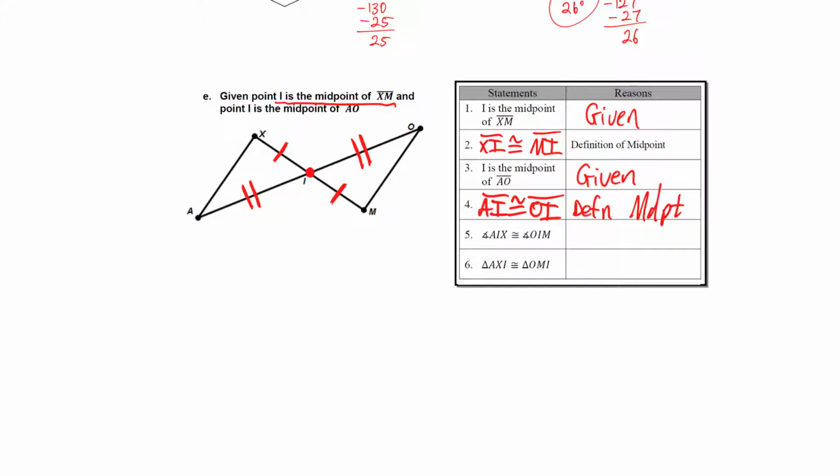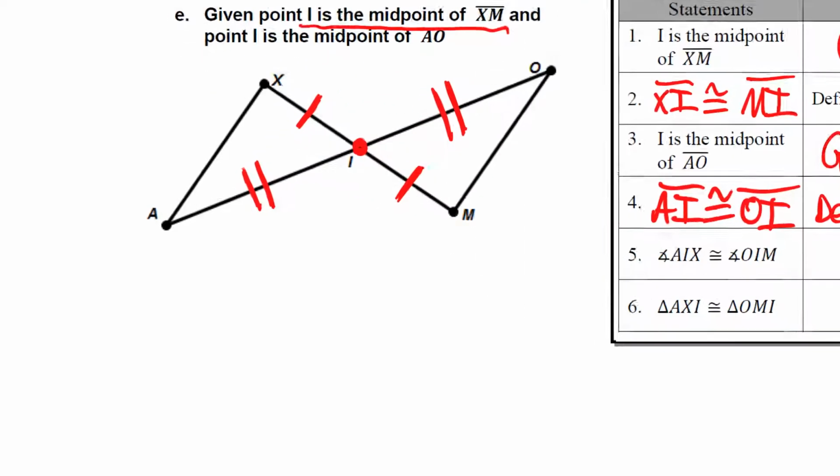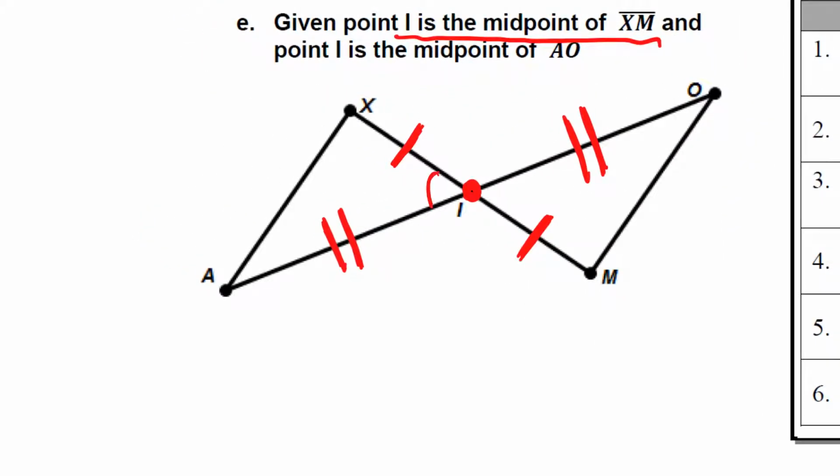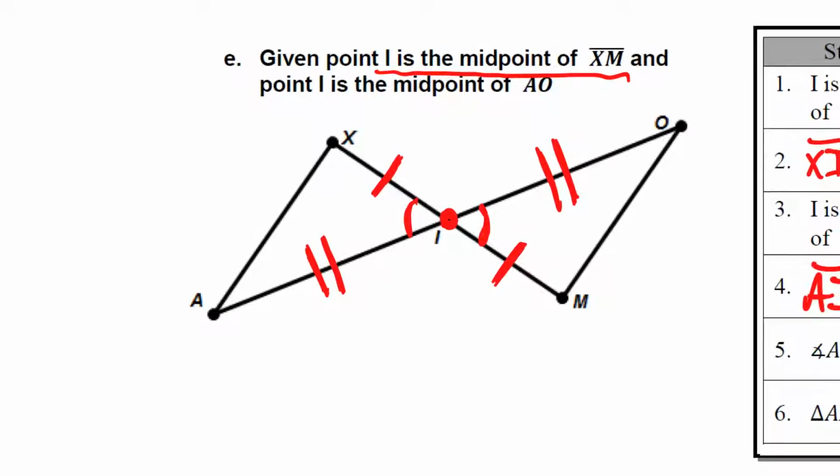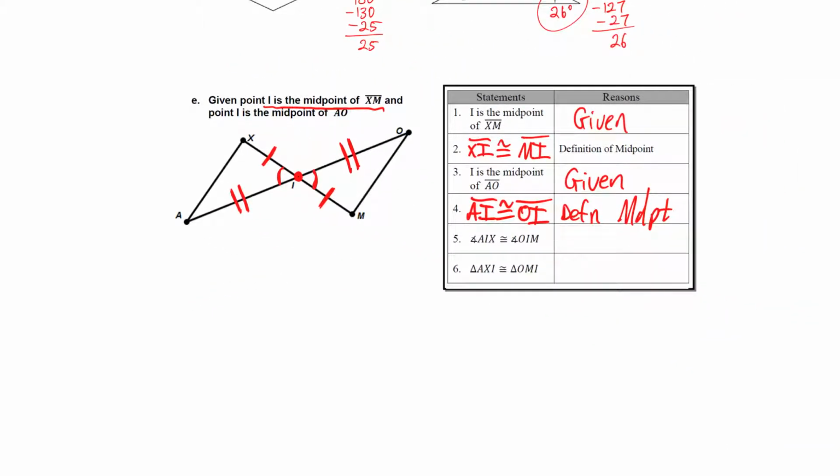Okay, on number 5, it says that angle AIX is congruent to angle OIM, which is this one. Okay, how do I know those two angles are congruent to each other? Because of what? Good. They're vertical angles. That's right.